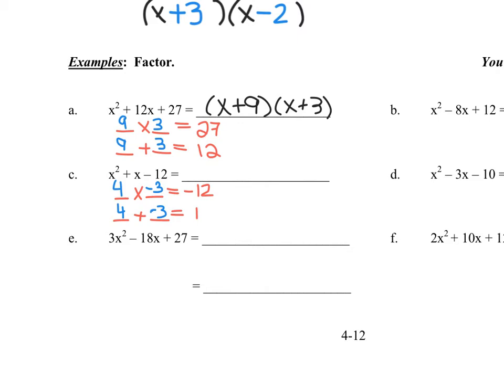If it takes you a long time to think of two numbers that multiply to a certain number, you're going to be there for a long time. And using your calculator, yeah, it's going to help you, but it's going to make things go a lot slower. So now that I have my magic numbers, I set up my brackets: x plus 4, and because my 3 is negative, I'm going to have x minus 3.